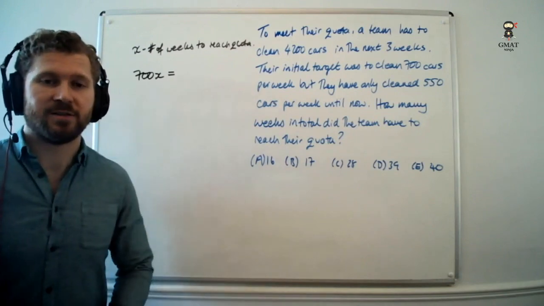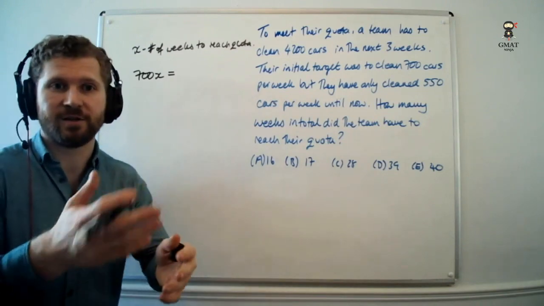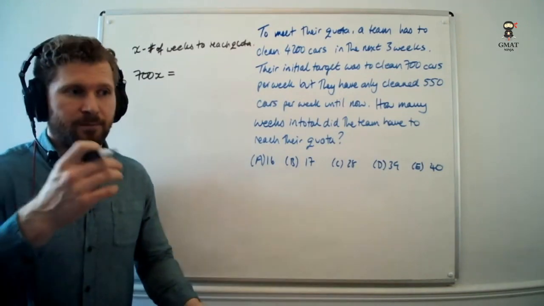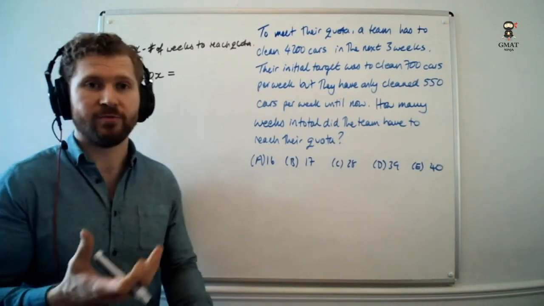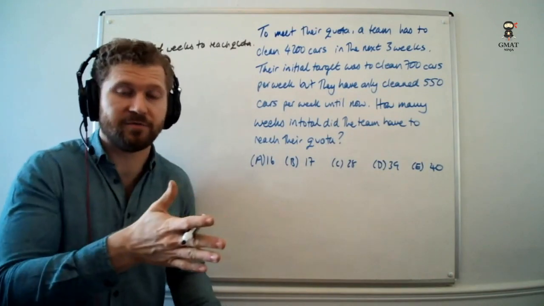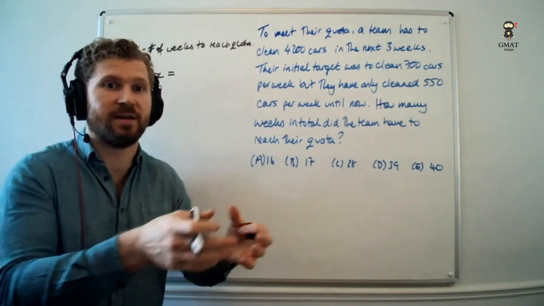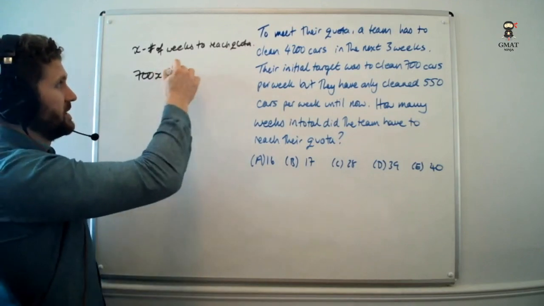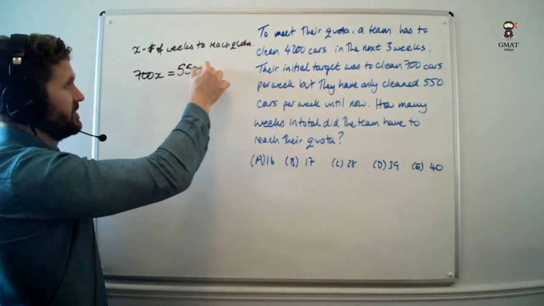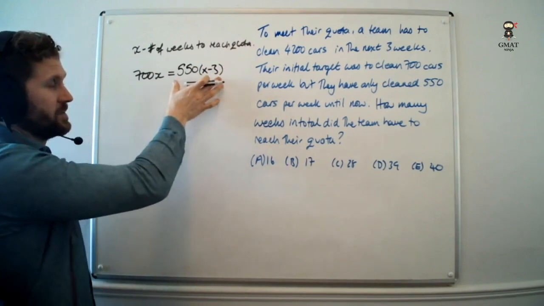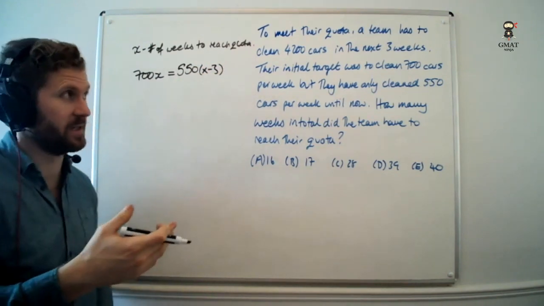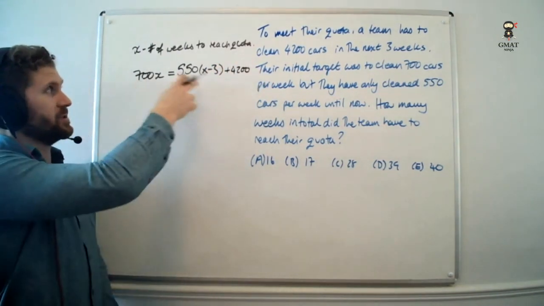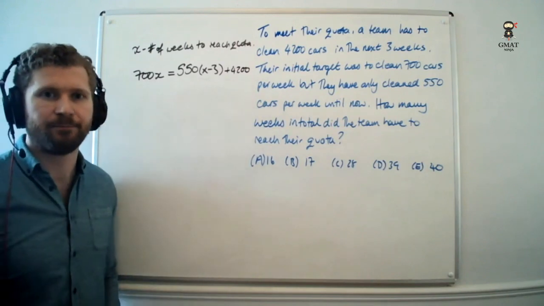Now we've just got to map that onto the other side and say, well, what's happening now that they've gone down the other path, that they've only done 550 until now, and we need 4,200? Well, that 4,200 is in the final 3 weeks. Up until the final 3 weeks, so a total of X minus 3 weeks, they've cleaned 550 cars per week. So we could say that 700X is equal to 550 times X minus 3, plus 4,200. That's up till the period we are at now in this scenario. But then they've got to get to 4,200 in the next 3 weeks in order to make the two sides of these equations the same.